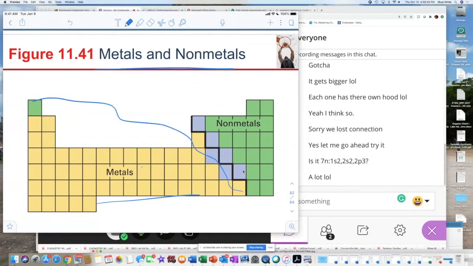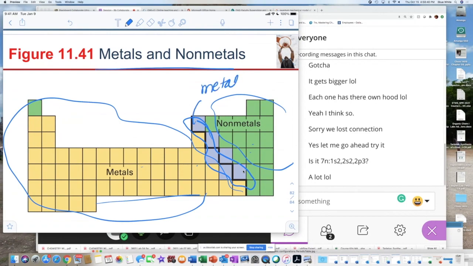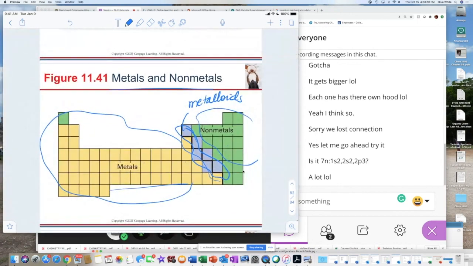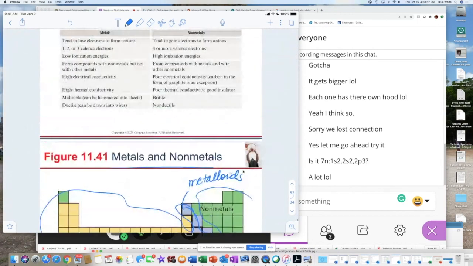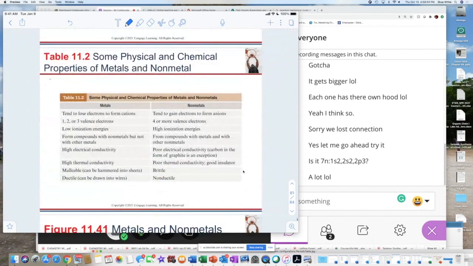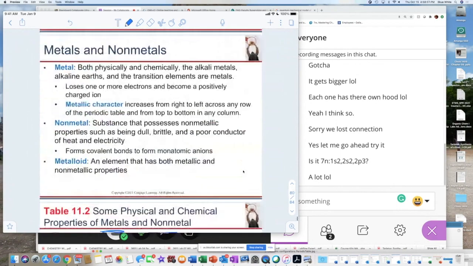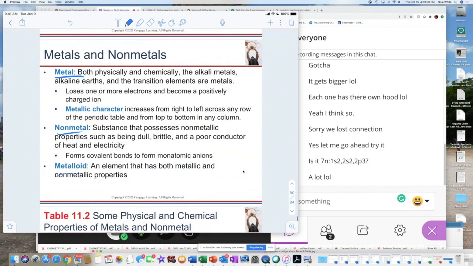All of these are metals in the periodic table. These are non-metals. The elements over here have both metallic and non-metallic behavior because they're metalloids. So if you're asked which one is a metal or non-metal, just use this picture to compare with the elements. Make sure you know the properties of metals and non-metals. That's pretty much what's showing over here.